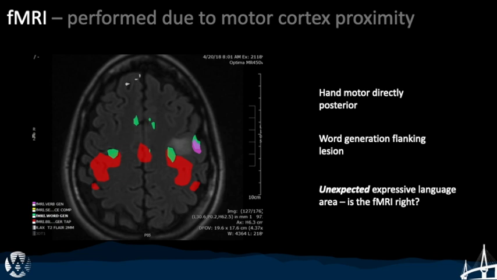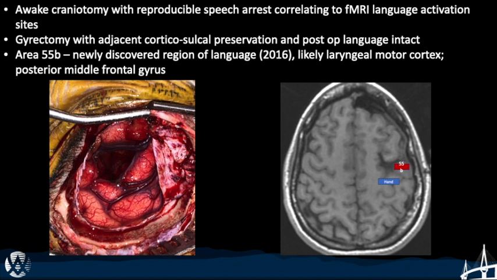So what I ultimately did for this patient was I called her and I said, instead of us doing this as an asleep surgery, and I was doing motor surgery or peri-eloquent or perimotor lesions asleep at that time, and I still do, because language was so close to that lesion, I felt obligated to do this as an awake surgery. So we did this as an awake operation, and we had reproducible speech arrests on either side of the gyrus containing this tumor. And there was an obvious correlation to what the functional MRI had shown.